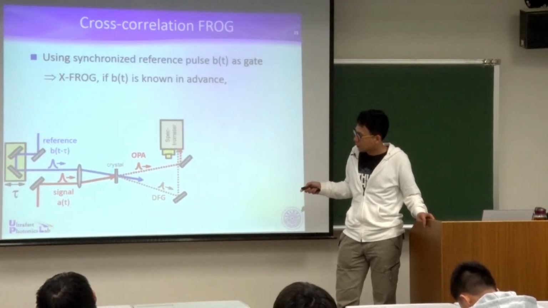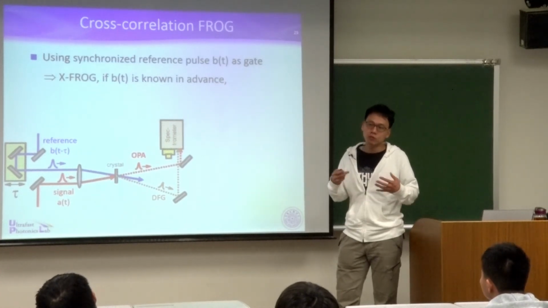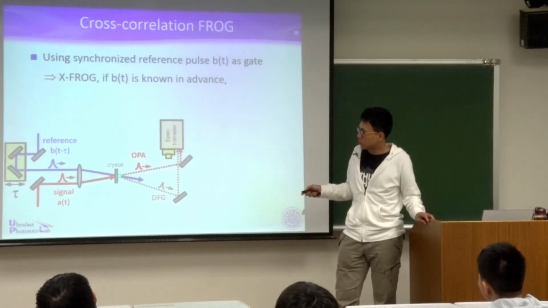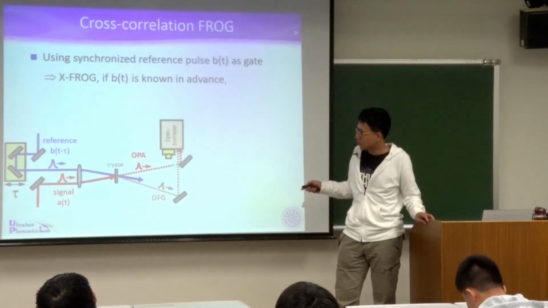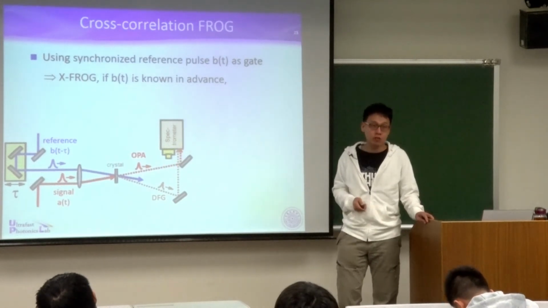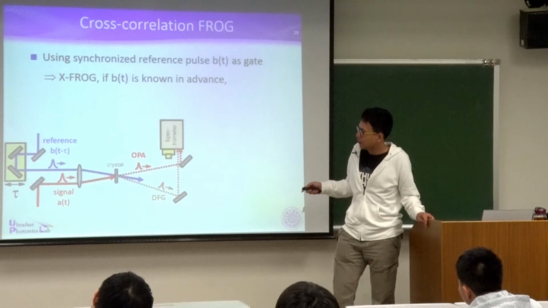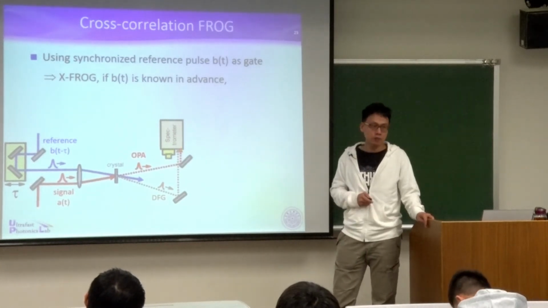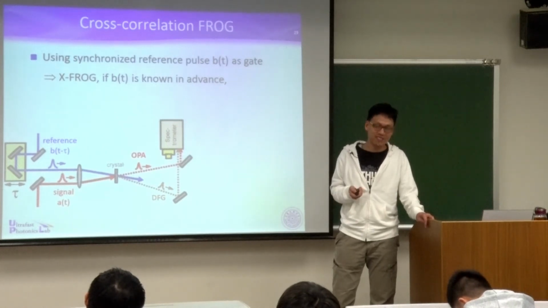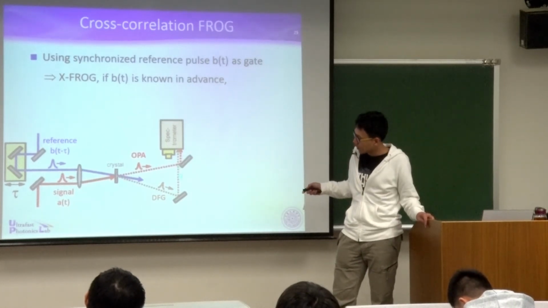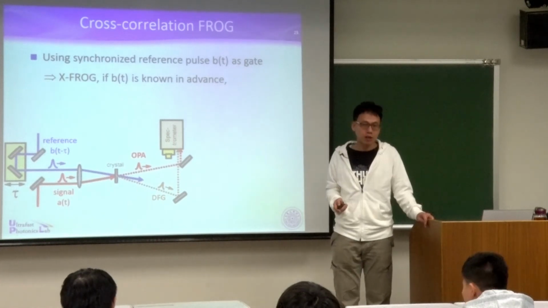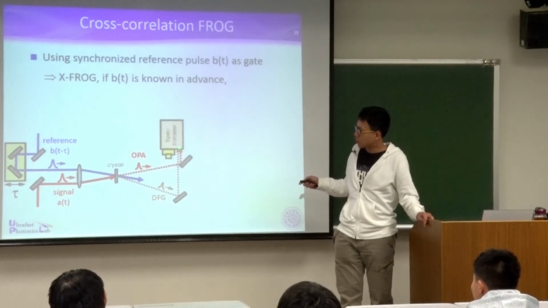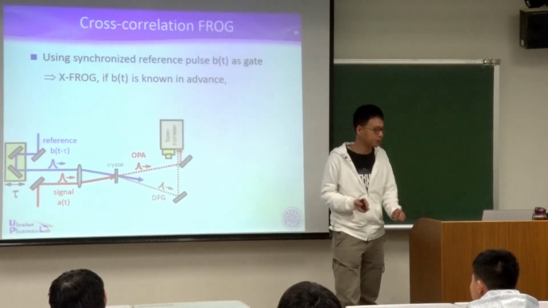And inside the crystal, many different nonlinear interactions can take place. For example, the red dashed paths indicate the optical parametric amplification process, okay? So you can record the OPA spectrum as a function of delay. You get OPA FROG. Or another path, the green path, indicates the DFG, difference frequency generation process. You can record the spectrum, you get DFG FROG, okay?